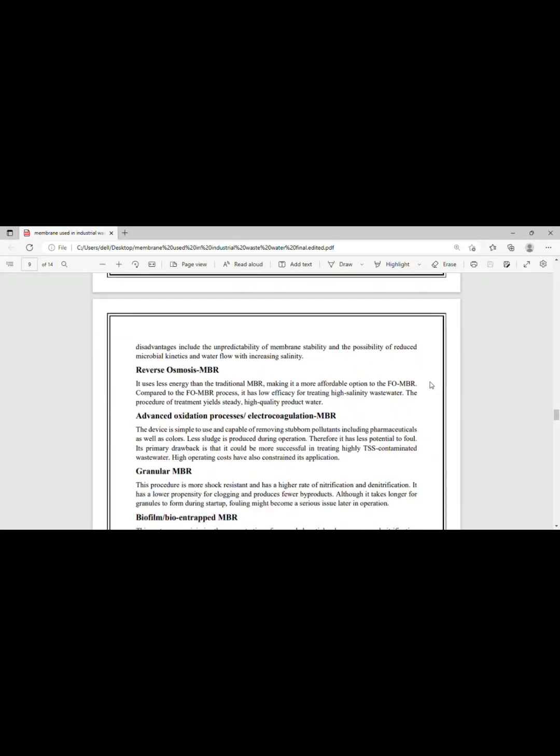The technique's disadvantages include the unpredictability of membrane stability and the possibility of reduced microbial kinetics and water flow with increasing salinity. Reverse osmosis MBR uses less energy than the traditional MBR, making it more of an affordable option compared to the FOMBR process. It has low efficiency for treating high salinity water. The treatment procedure yields steady, high quality product water.